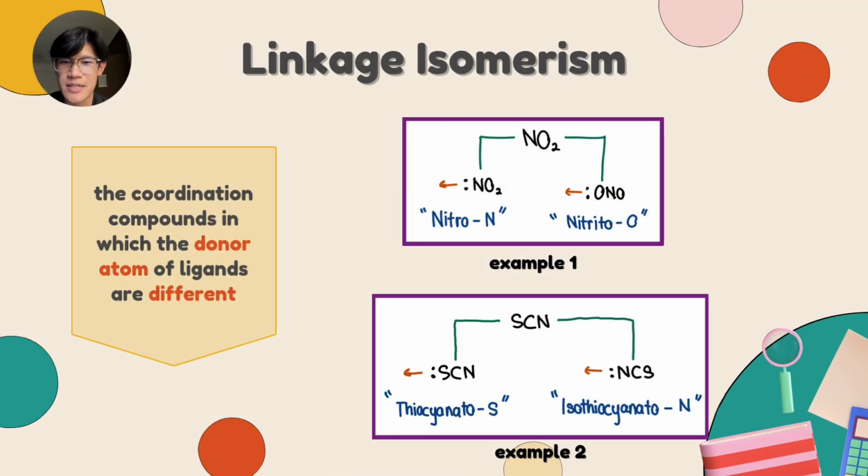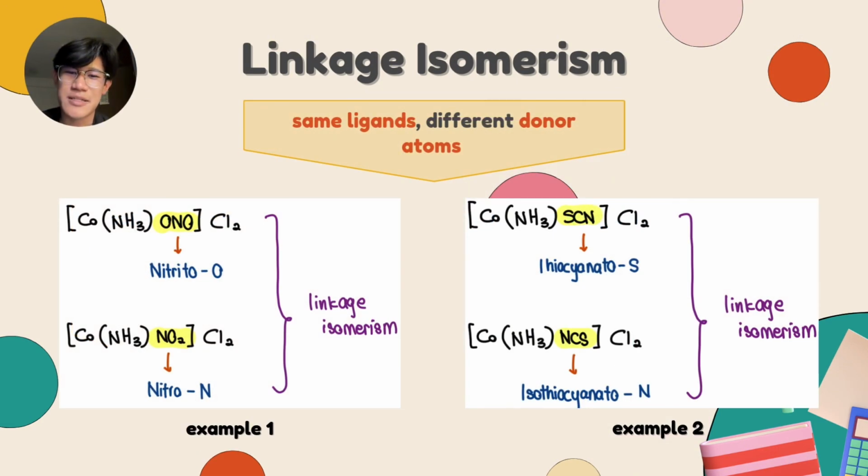Linkage isomerism occurs in coordination compounds where the donor atom of the ligand is different. This type of isomerism involves ligands that can bond to the metal ion through more than one atom. In linkage isomerism, the ligand remains the same, but it is attached to the metal ion through different donor atoms. For example, a ligand may bind through nitrogen in one compound and through oxygen in another. Although the ligand is the same, the point of attachment changes, producing different linkage isomers.